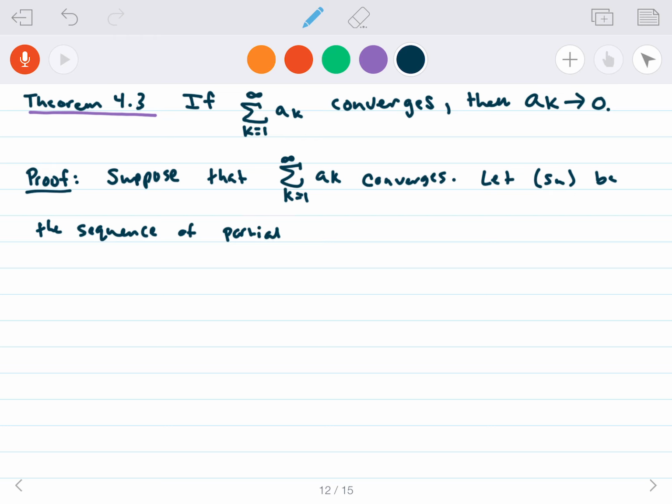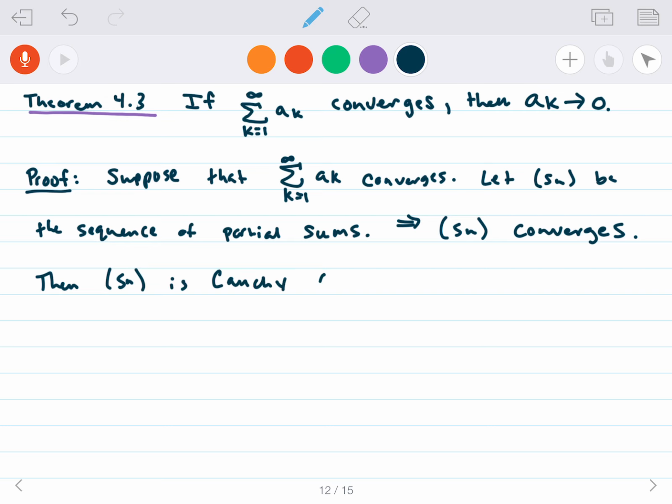So remember, if the series converges, then the sequence of partial sums also converges. That was just from our definition of what it meant for a series to converge. Okay, and so by our big theorem that said we can replace the word Cauchy with convergent and vice versa, this sequence, since it's convergent, is also Cauchy. And this is by our theorem 3.10.